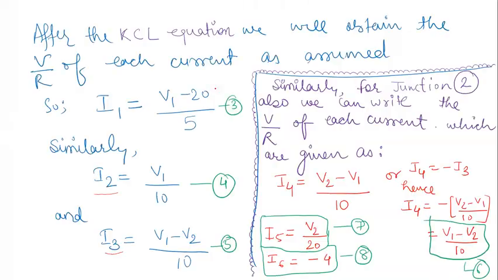Okay. So in a similar manner, we can also write the equations for junction 2 and their equivalent V by R of each current, right? In that way, we will get I4, which is equal to V2 minus V1 by 10. And because I4 is opposite to that of I3, we can also write it like this. This is totally up to us. And then I5 is flowing from junction 2 to the reference node. So it is V2 by 20 and I6 is minus 4.